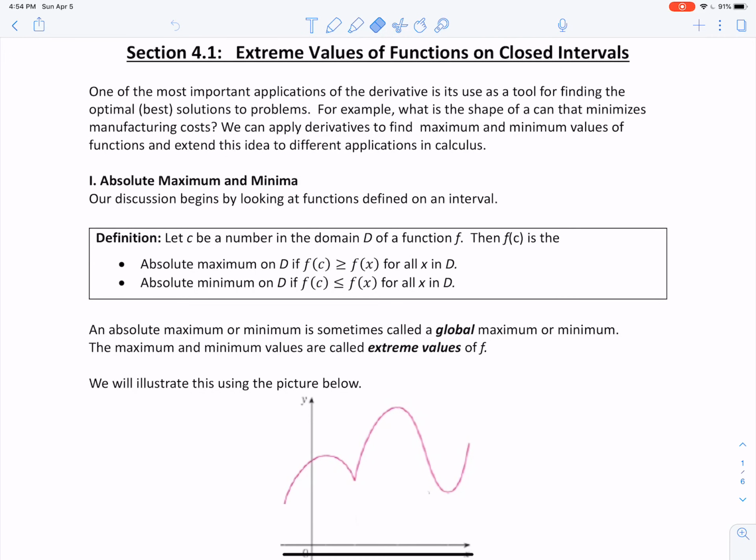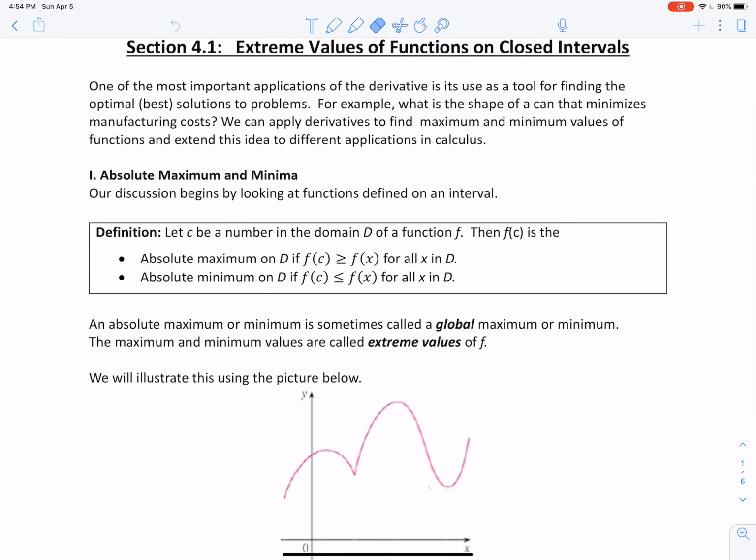This is section 4.1, extreme values of functions on closed intervals. One of the most important applications of the derivative is its use as a tool for finding the optimal or best solutions to problems. For example, what is the shape of a can that minimizes manufacturing costs? We can apply derivatives to find maximum and minimum values of functions and extend this idea to different applications in calculus.